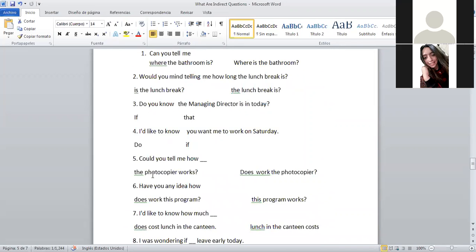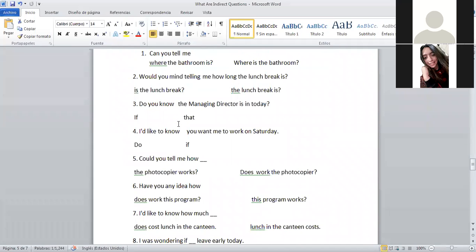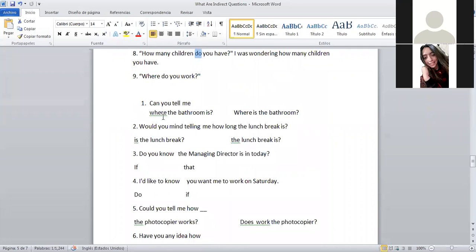Okay, so here you have more. Because of the time, I don't want to take any more of your time. Here, take a look. In this one, it's very easy. You have two options. Which is correct? Can you tell me where the bathroom is? Or can you tell me where is the bathroom? Where the bathroom is. So this is correct.